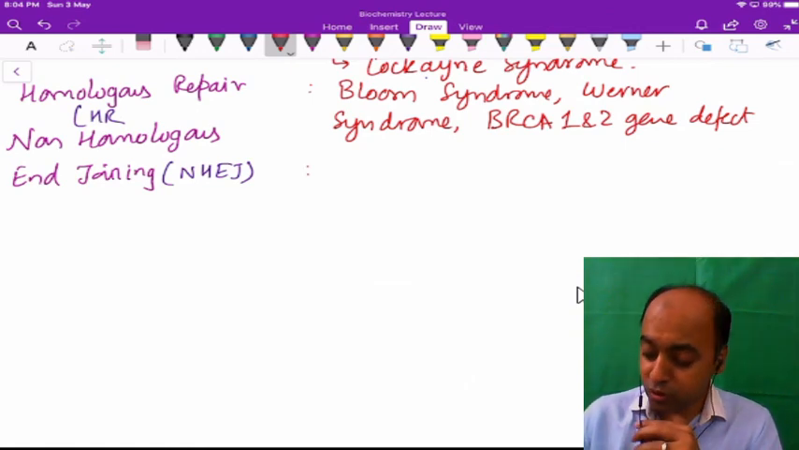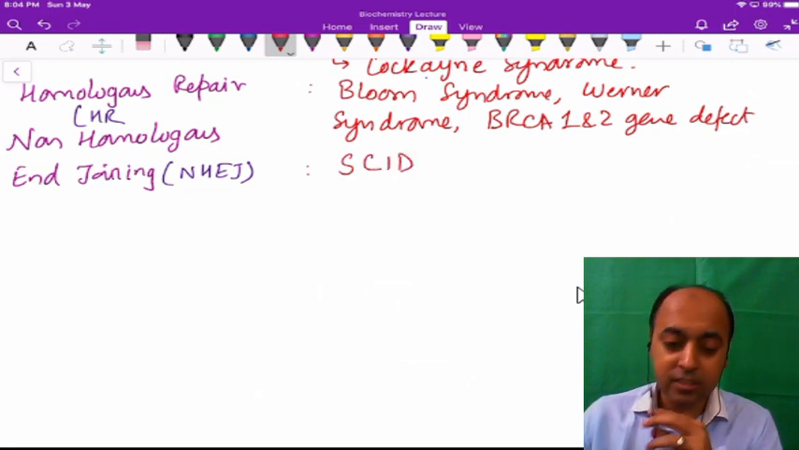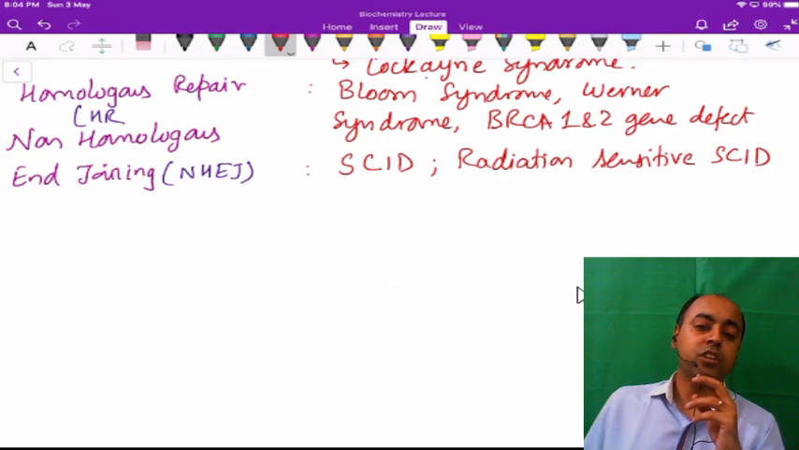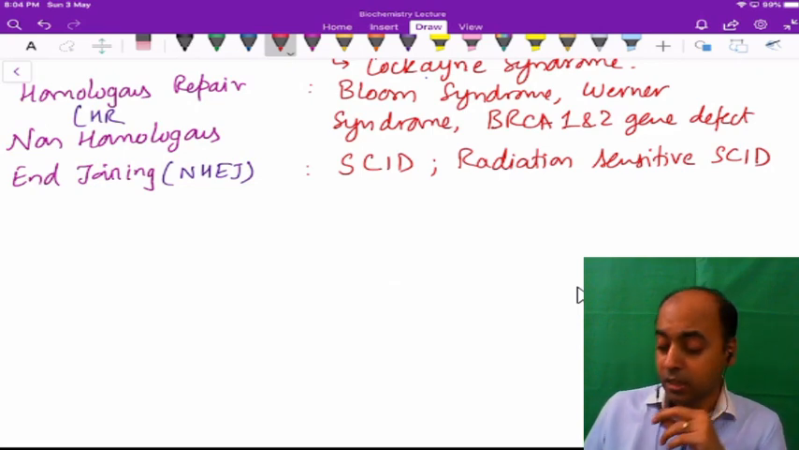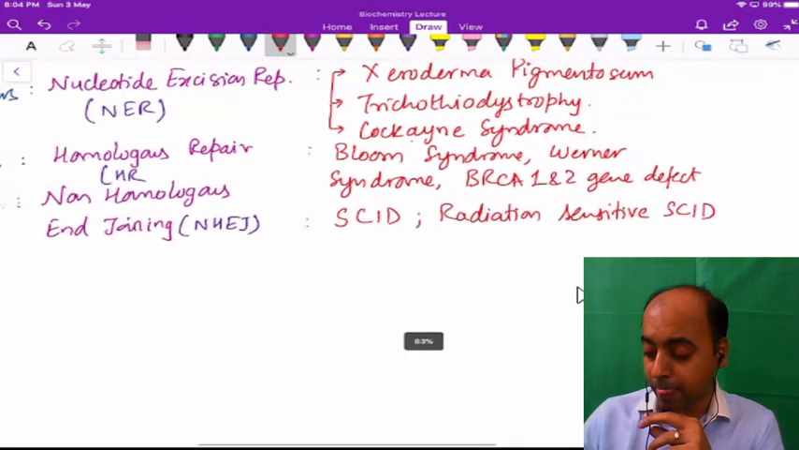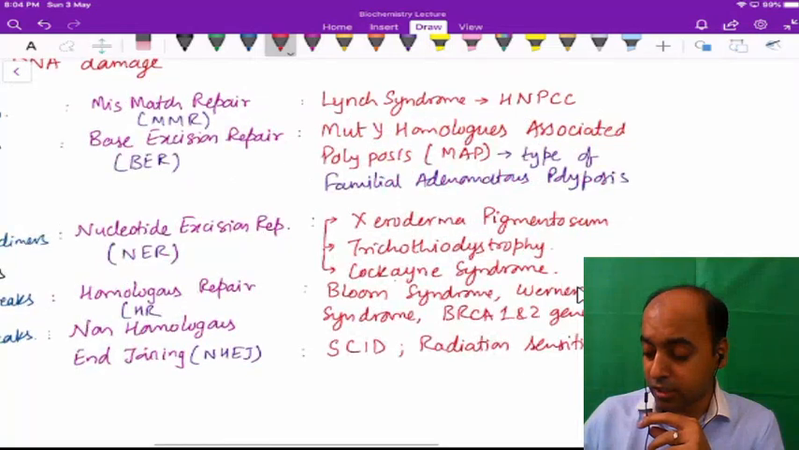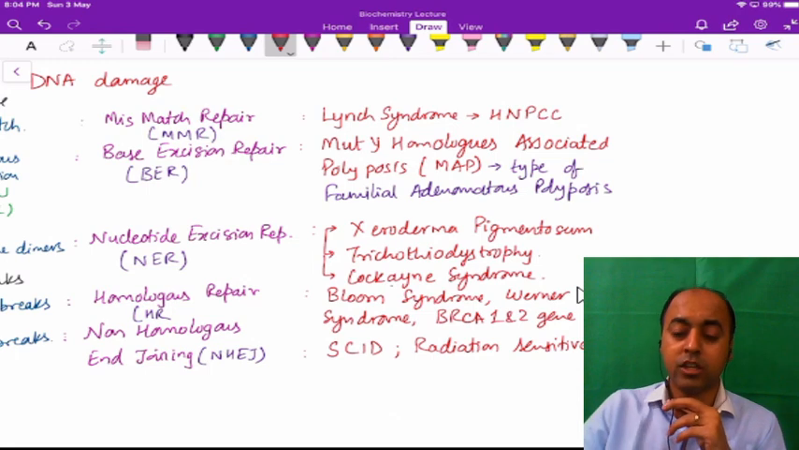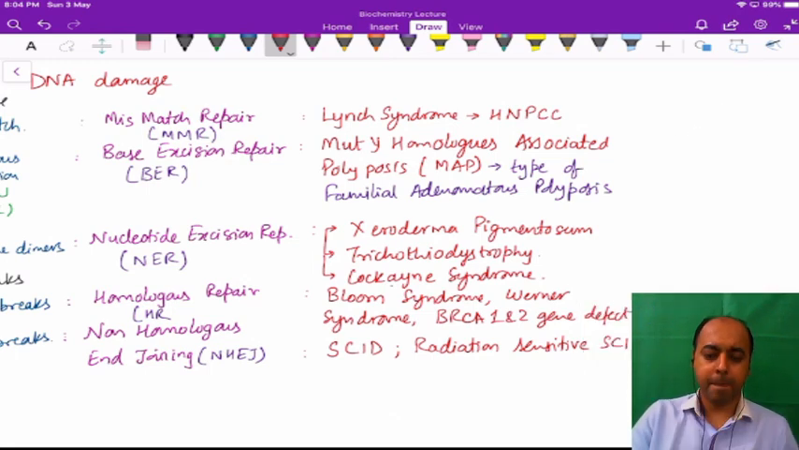Defect in non-homologous end joining presents with two SCIDs. One is simply the SCID and a variant known as radiation sensitive SCID. So there are two variants of SCID which we may see in non-homologous end joining. Obviously they cannot be accommodated on the same screen, so I'm decreasing the size so that you are able to see it. Okay.